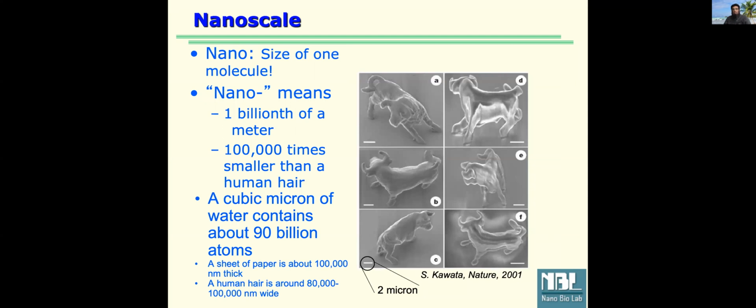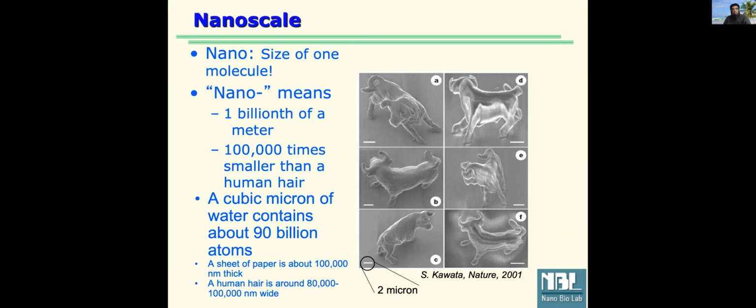So now this is just to get the message across that nano is one billionth of a meter, and it's 100,000 times smaller than a human hair. And if you think about it, 1 cubic micron, a millionth part of a meter, would contain about 90 billion atoms.